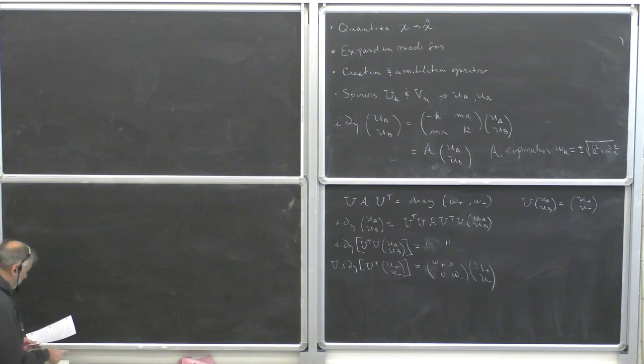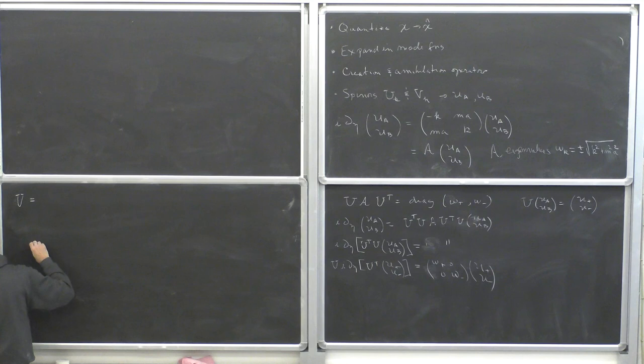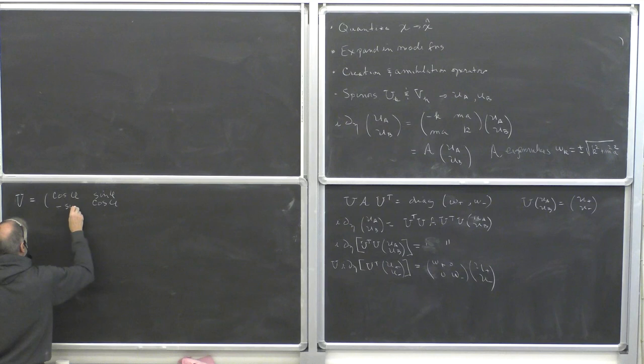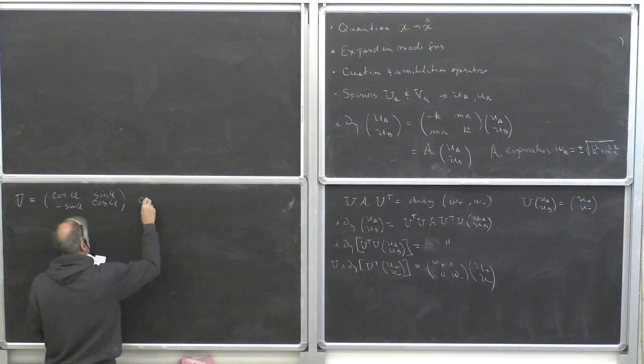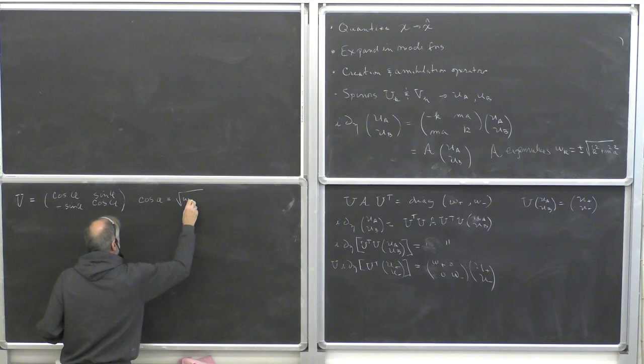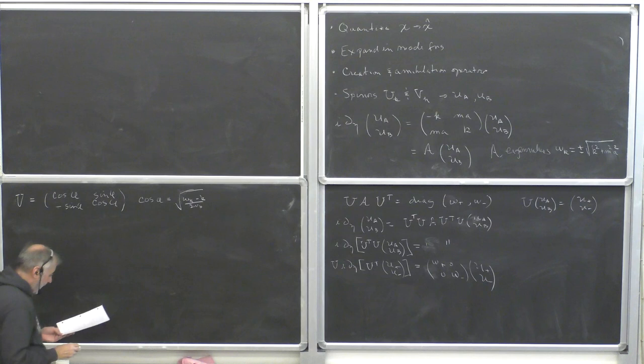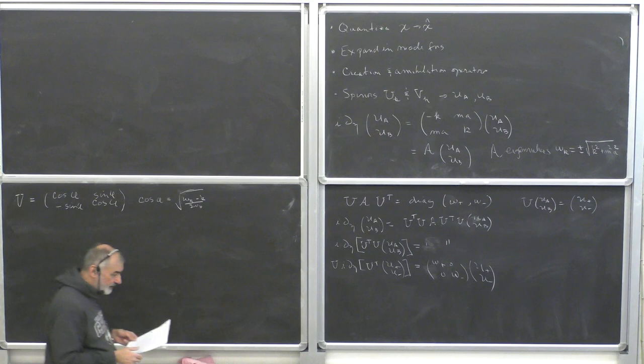So this diagonal, this unitary matrix, I can write in terms of cosines and sines. And now cosine phi is the square root of omega k minus k over 2 omega k. This is the square root of the whole thing. That's all I have to do. Sine, you can figure out from what cosine is using sine squared plus cosine squared is equal to 1.